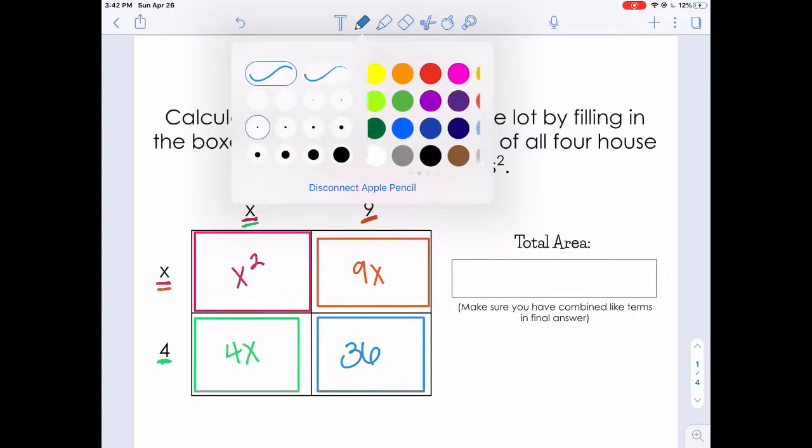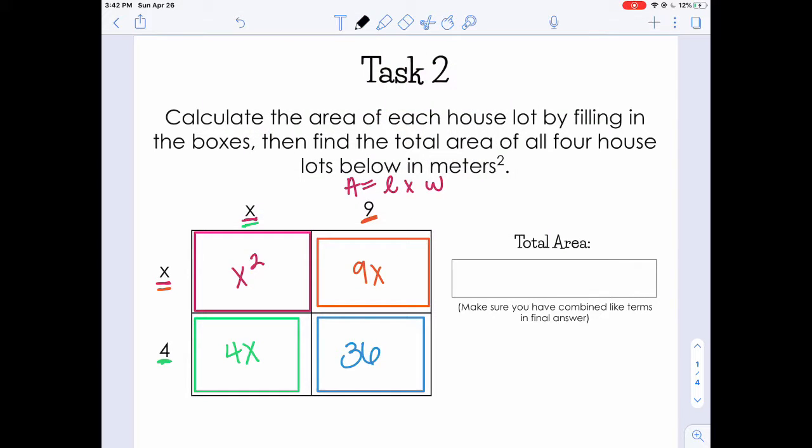So in order to find the total area, what we want to do is combine all of the like terms. So we're going to combine the ones that have the same exponent values. So the exponent here is 1, and those are the only ones that can be combined. So my total area, we're going to add all of those together. x squared plus 9x plus 4x is 13x. And then we'll add on our 36. The units here are meters squared, so that'll be tacked on at the end. That doesn't affect my numbers, it's just the units on the end.